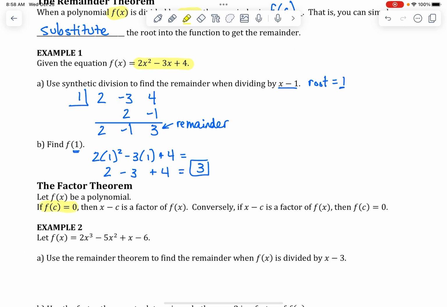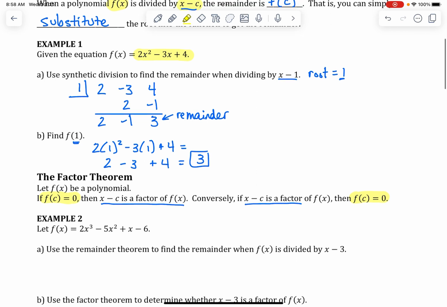If you plug in some root c and it equals 0, then that tells you that the factor x minus c exists, okay? Similarly, if you have x minus c and you know it's a factor, then you know that when you plug in the root, you're going to get 0. So it works both ways, okay? So these next examples are very quick, and it just sort of reinforces this idea.